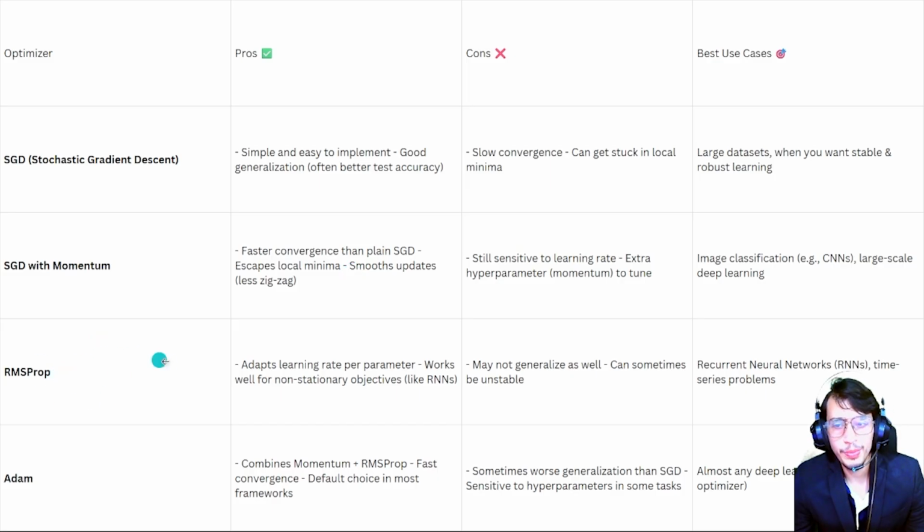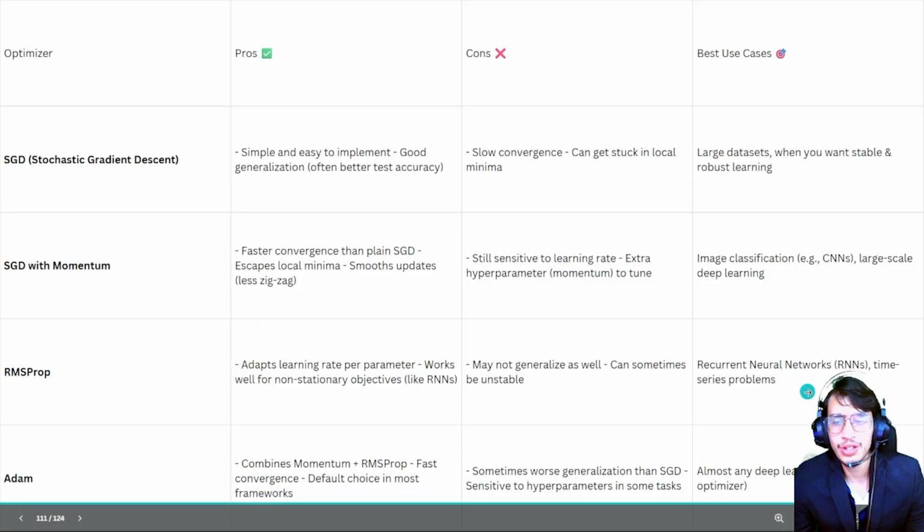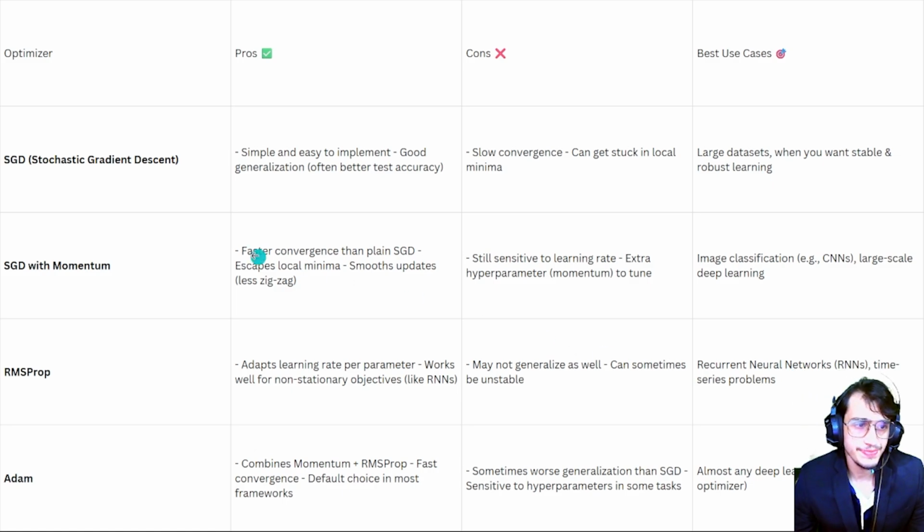Then RMSprop, we use it basically for RNN and time series problems. It adapts the learning rate parameter, and it is for non-stationary objectives, like in RNN and time series, which are continuous series of data. So it works better in RNN and time series. Adam, with adjustable momentum, goes well with CNN and large-scale deep learning.